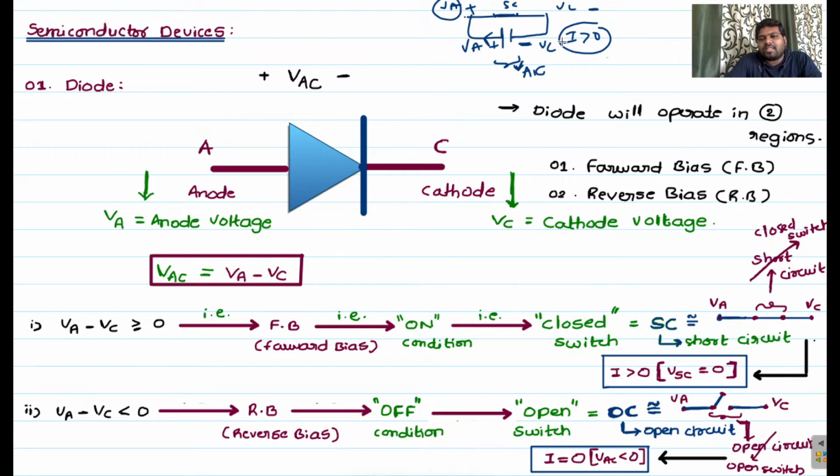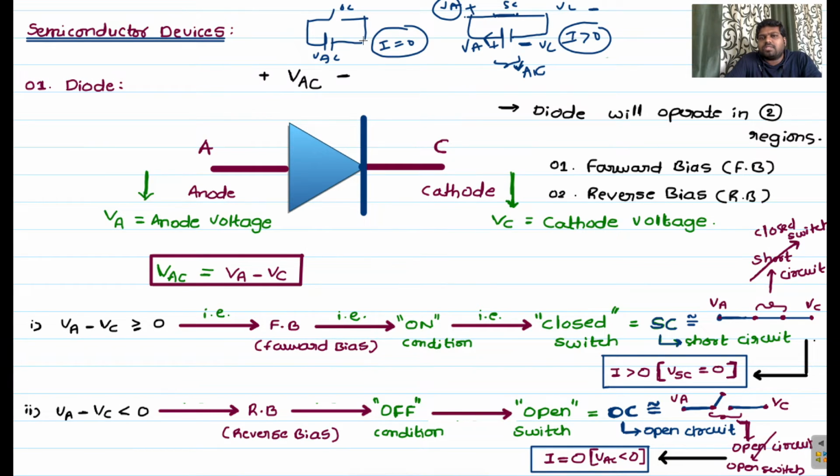But in the second case, what happens? This is an open circuit. For example, if this is your battery, that is VAC, and this is your open circuit. If you connect one battery here, that is anode voltage and cathode voltage and drop VAC, and this is an open circuit, so there is no closed path. In that case, what happened? I equals 0.